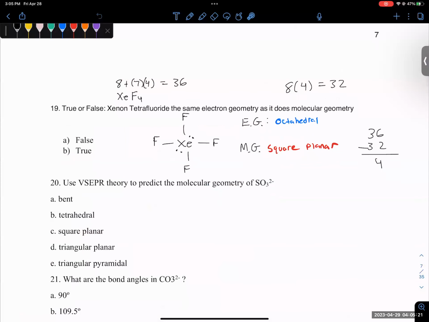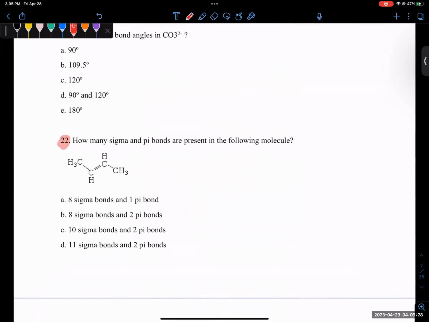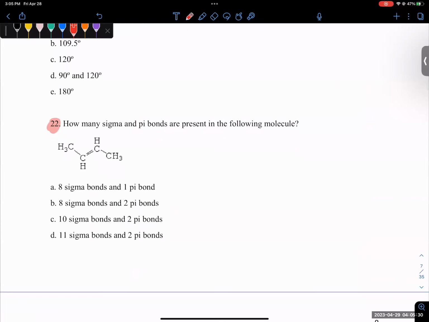Okay, so clearly this is false. They are not the same. And we thought, how many sigma and pi bonds are present in the following? You're going to get something like this. I'm pretty sure I've seen it the last 3 semesters.